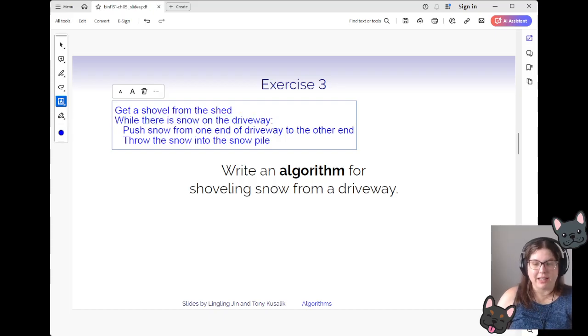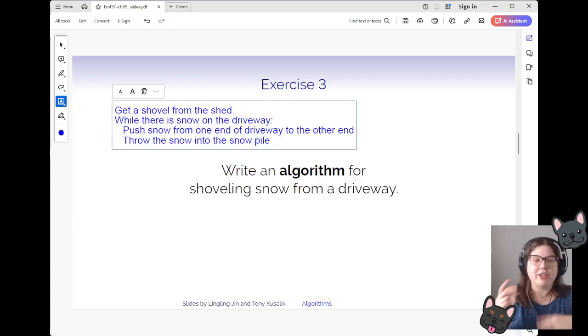So we're going to get a shovel from the shed. That's going to only happen once. Then we're going to look at the driveway. We're going to say, is there still snow on there? If the answer is yes, we're going to push that snow from one end to the other, yeet it into oblivion, and then we're going to look at the driveway again and say, is there still snow? If the answer is yes, we go and push more snow from one end to the other and yeet it into oblivion, and we look at it again.